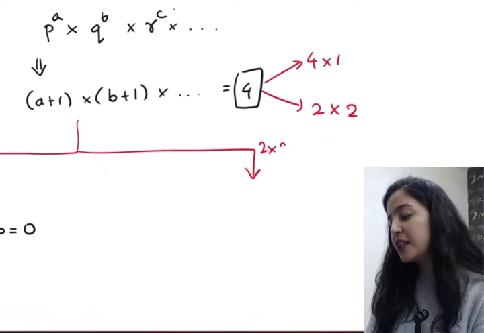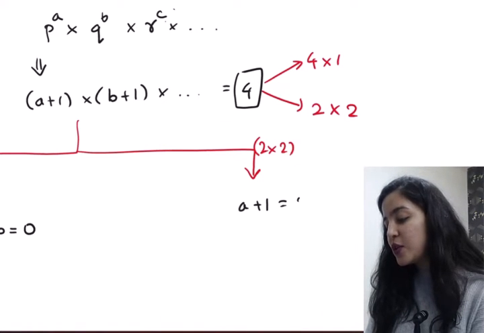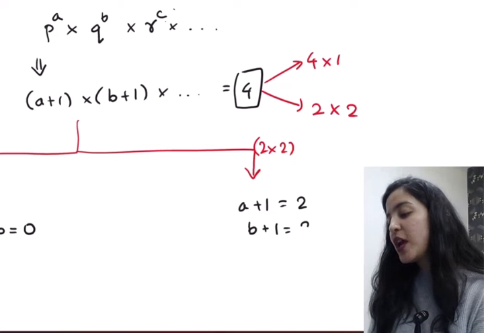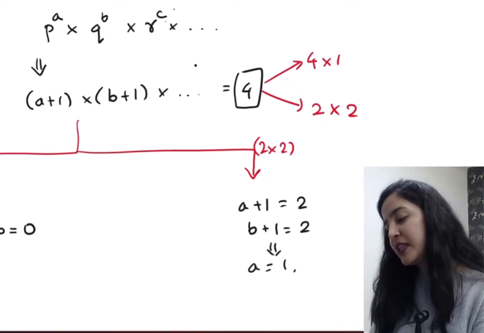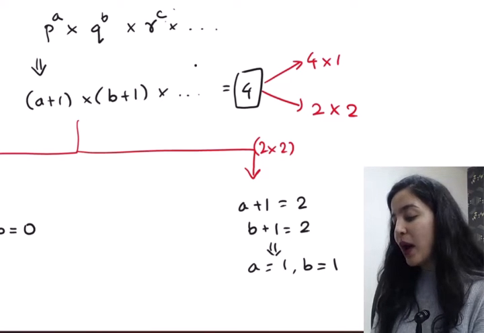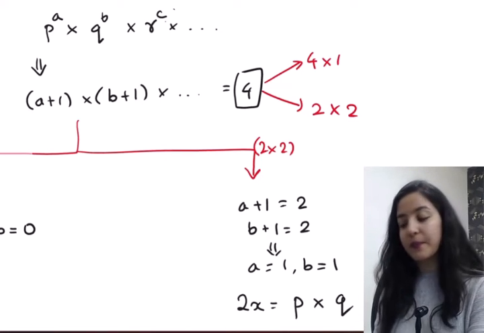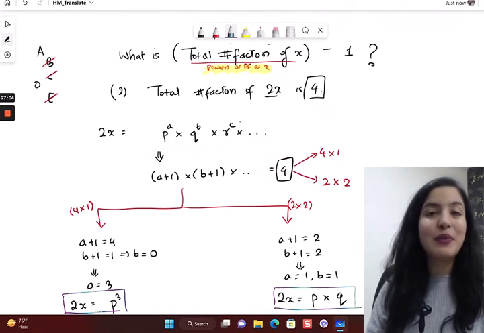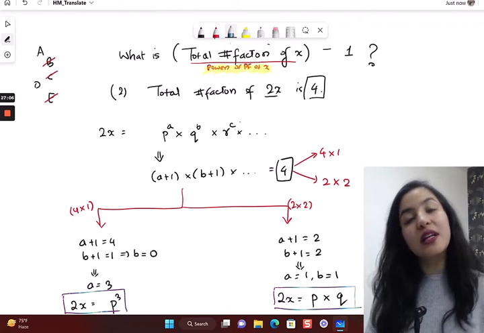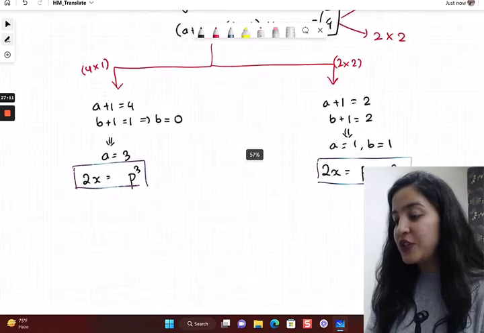So this is about the other split, 2 times 2. What this means is that your a plus 1 is also 2 and b plus 1 is also 2. So from here, you're going to get two values, the value of a and b, and both of these this time are not 0. a is 1 and b is 1. So 2x for you therefore is p times q with their powers being 1. Right? Now here are two possible ways in which 2x can be expressed. So you can find out the number of prime factors that 2x has, right? Let's just go deeper into each of these one by one.